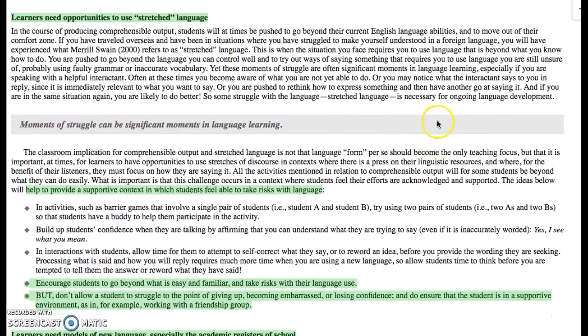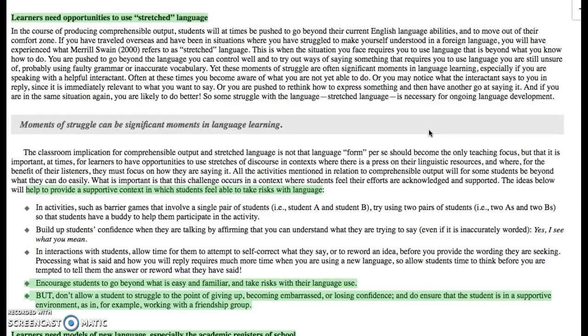To think about this more deeply, if you're going to another country and you're not really as familiar with the language, having to find the words to communicate and be able to speak in that language, it's like you're struggling with that language essentially. That's your stretched language.